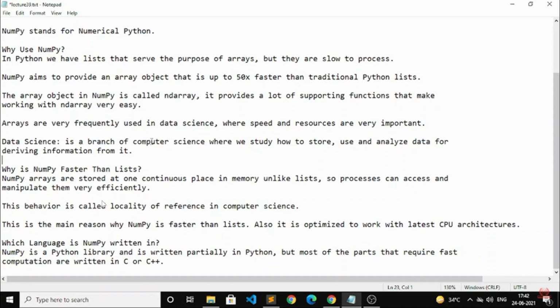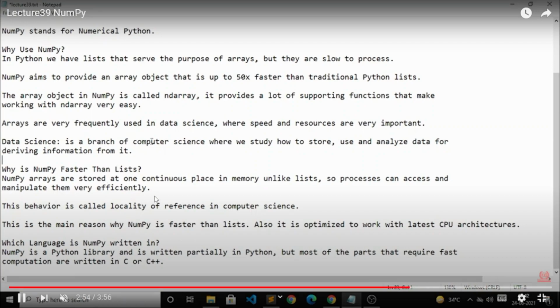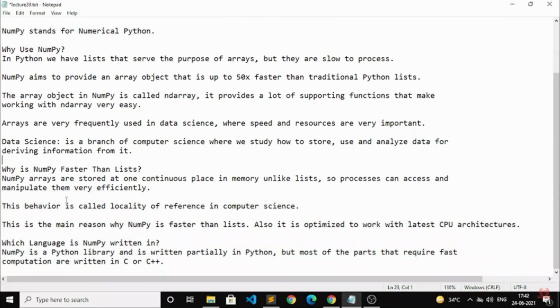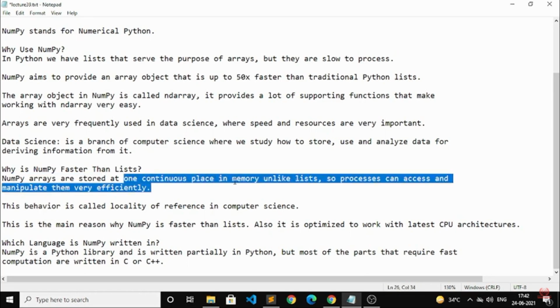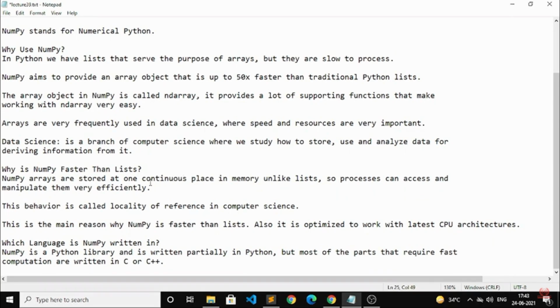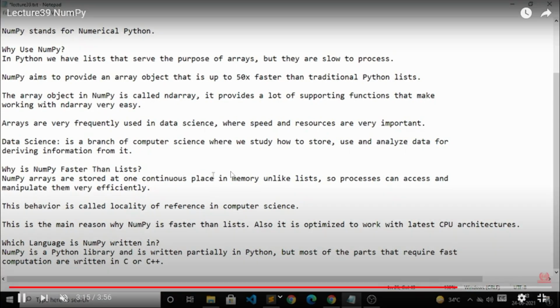So why is NumPy faster than a list? NumPy arrays are stored in a continuous place in memory, unlike lists. Processes can access and manipulate them very efficiently. They are not stored in scattered places; it is continuous space, so it will work continuously. This behavior is called the locality of reference in computer science.